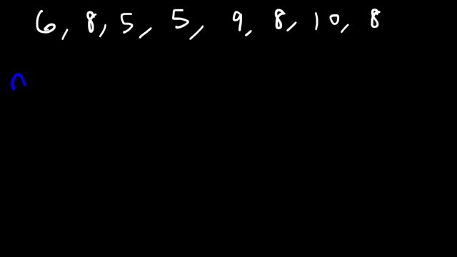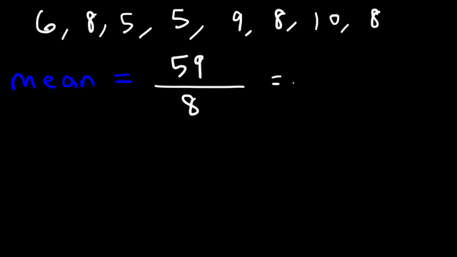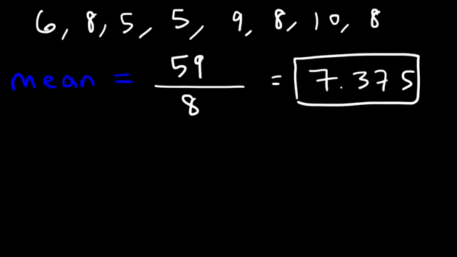So let's start with the mean. Let's add up the numbers. 6 plus 8 plus 5 plus 5 plus 9 plus 8 plus 10 plus 8 will give us a sum of 59. And there are 8 numbers. Now 59 divided by 8 is equal to 7.375. And so this is the average. Now let's calculate the mode.